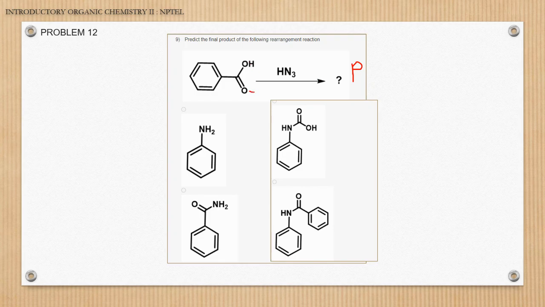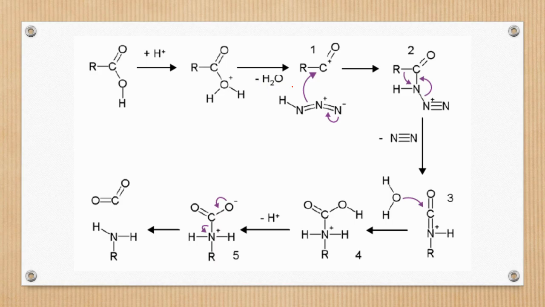I have told you that whenever you treat an acid with a carbonyl compound or acid, protonation of the carbonyl group takes place, right? Here the protonation will take place from this side. Protonation takes place, a water molecule gets removed, and a carbocation is generated. Then hydrazoic acid HN3 will attack your carbonyl carbon, being a nucleophile. How is it behaving as a nucleophile? This nitrogen has a lone pair of electrons, so it is going to donate.